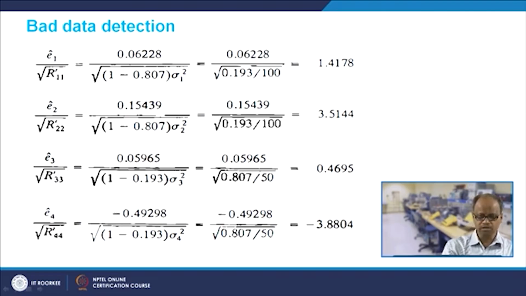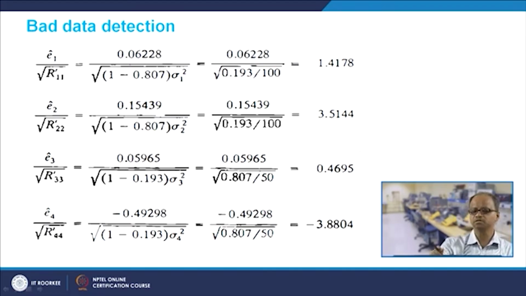Remember these quantities R11 dash, R22 dash, R33 dash and R44 dash are nothing but the diagonal elements of the R dash matrix. Because these are the diagonal elements of the R dash matrix, we can easily calculate them. So, this is already known. From this we calculate these values and we find out that these are the values.